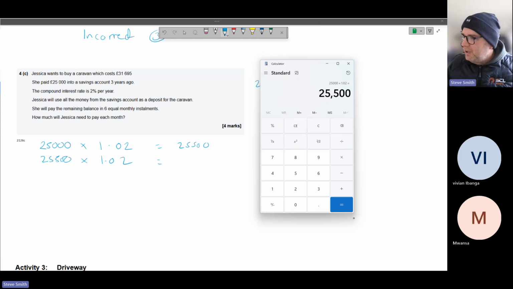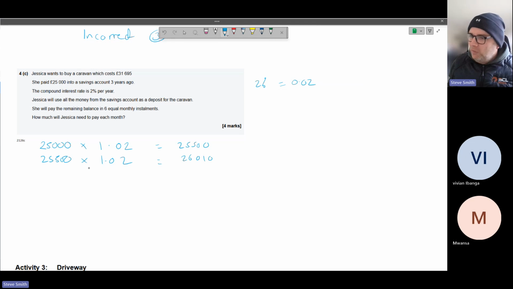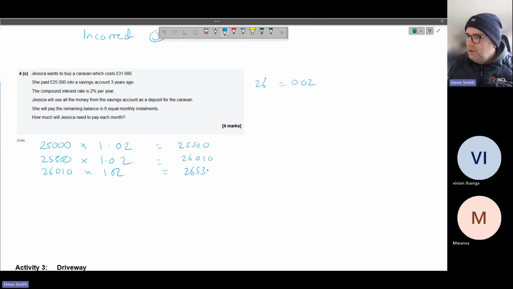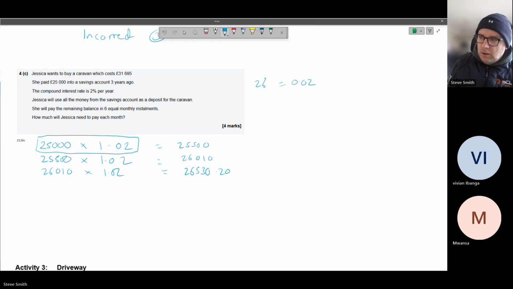So that's the end of the first year. The end of the second year, we've got 26,010. And again, if we don't mess with our calculator, we just take that number, times it by 1.02 equals, and then third year, it does say 3 years, 26,530 and 20p. If I'm working this out on an online paper, which this is, I'm not writing all this out, and then I'm just going to write here my times by 1.02, 3 times, done.